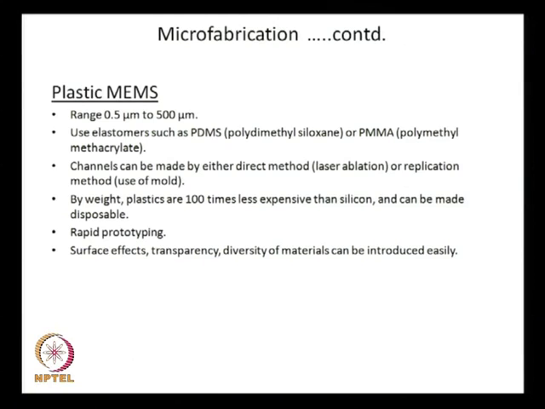By weight, plastics are 100 times less expensive than silicon and can be made disposable. That is the advantage you want to take when it comes to use of plastic. Another important thing is rapid prototyping. Suppose you have to make 100 chips within a short time. You want to make a large number of such devices, because if it is a use and throw away system, it has to be made in large numbers, and on an industrial scale it is much easier to work with plastics.